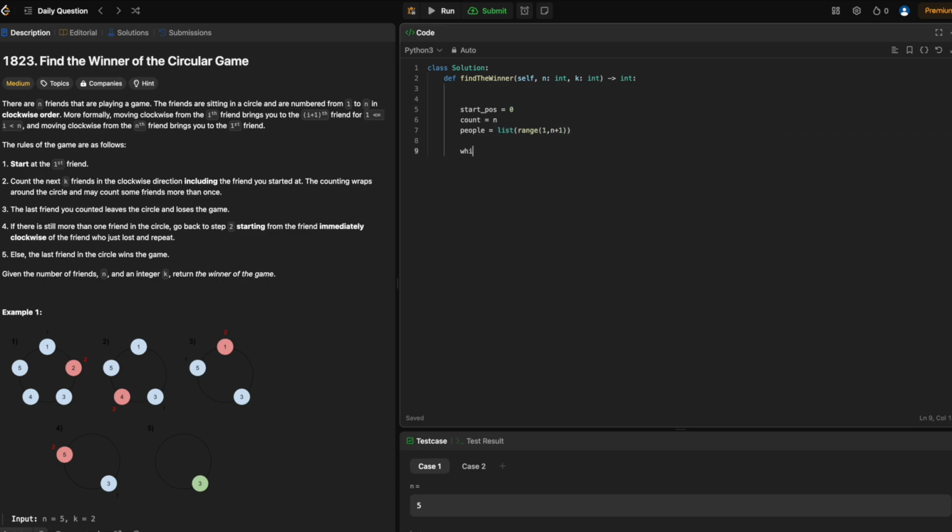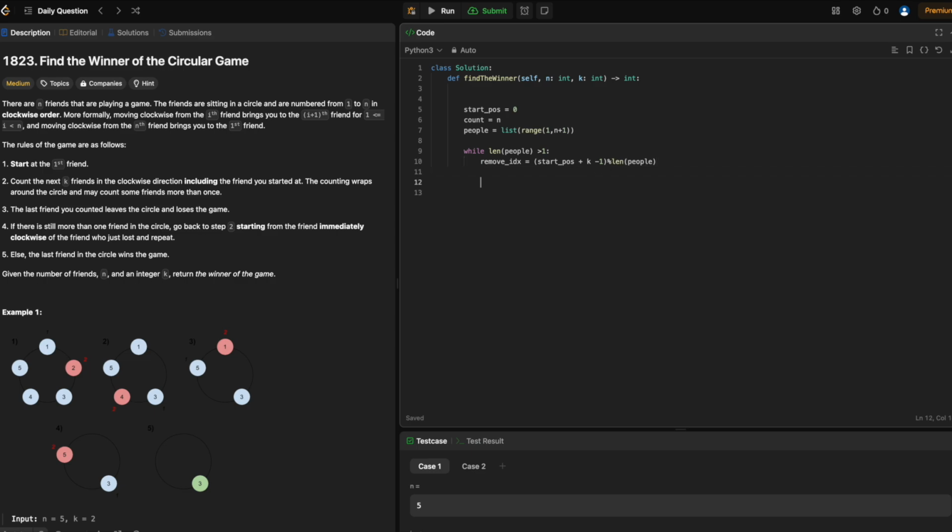And then we're going to keep on doing the process of eliminating people as long as the length of the array is greater than 1. Whenever it hits 1, we stop and return whoever is remaining. Then we need to find the index of the person we want to remove, and that is going to be the starting position plus k minus 1. We want to mod this whole thing by the length of people. Now we know the index of the person to be removed.